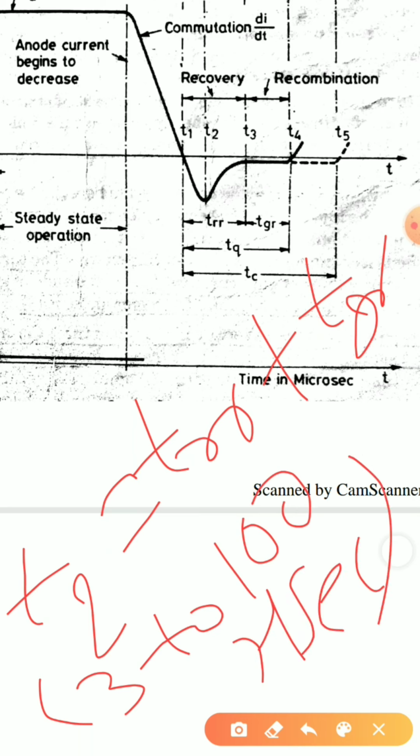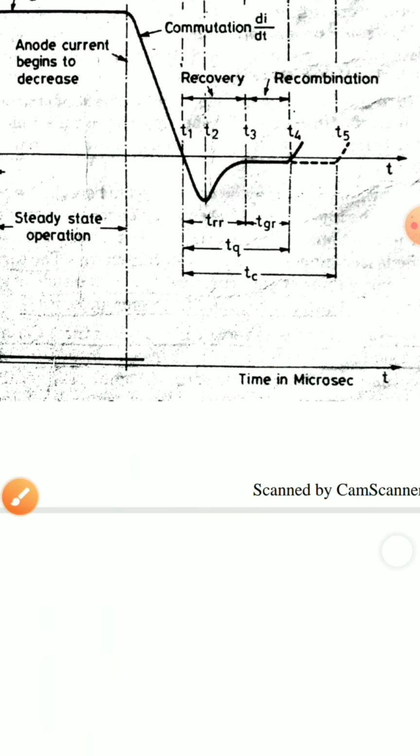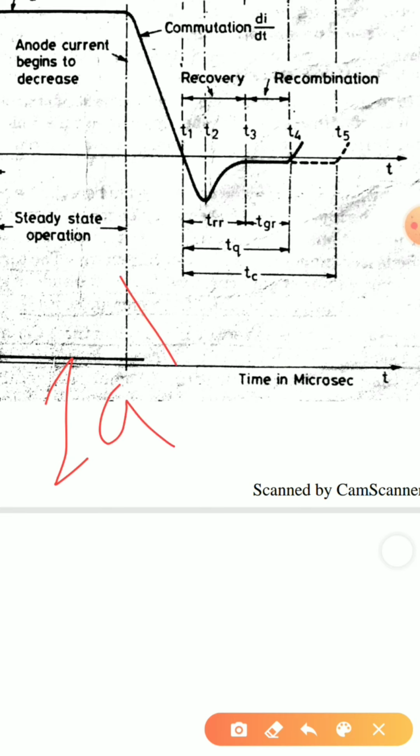Now moving further, we can see that the turn off time depends on two factors. It depends on the magnitude of forward current. Now if plus IA, that is when it was on, if the value of plus IA was higher, then more trapped charges will be there. If the anode current's value was less, fewer trapped charges will be there.